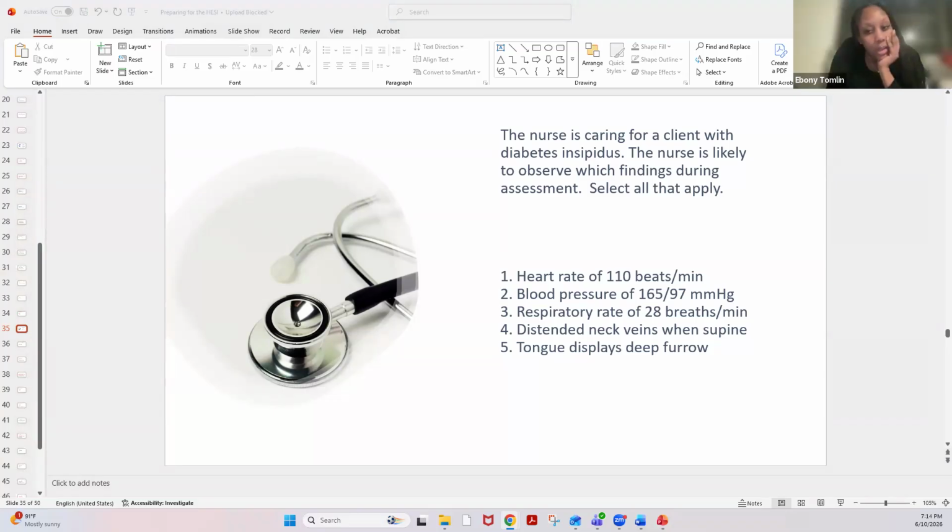I know about the tachycardia, but I think the blood pressure is low in diabetes insipidus. We've got a lot of 1, 3, and 5s. So what happens with diabetes insipidus? Too much urine. Yeah, we have excessive urination and increased thirst, right? But even with the increased thirst and the excessive urination, we are still going to become dehydrated.